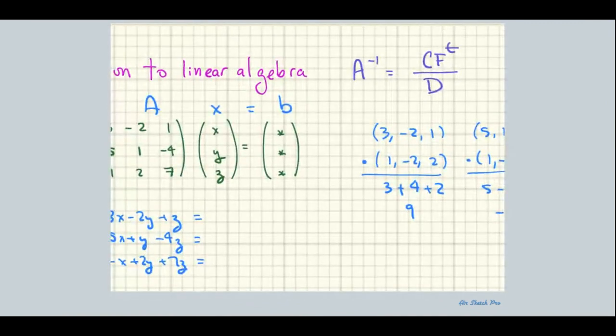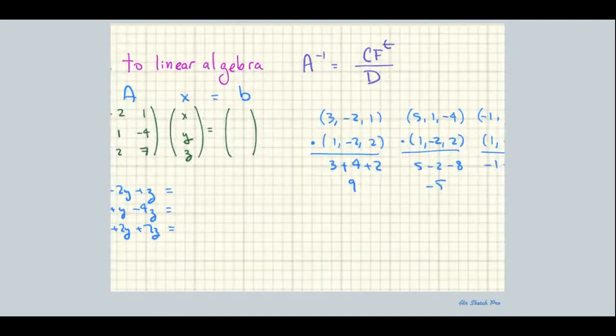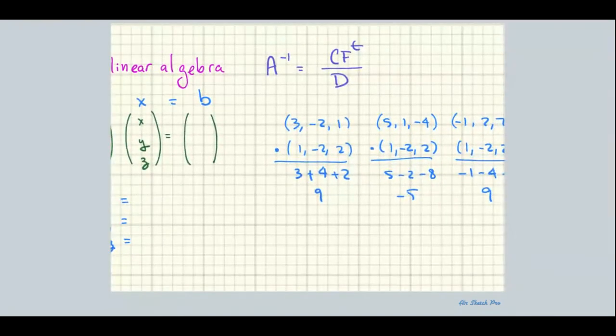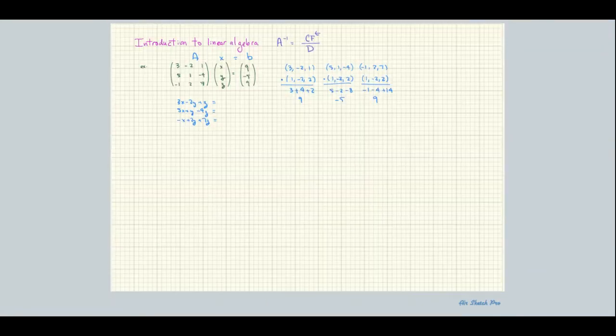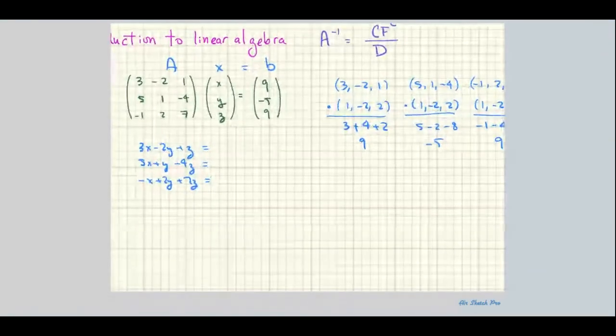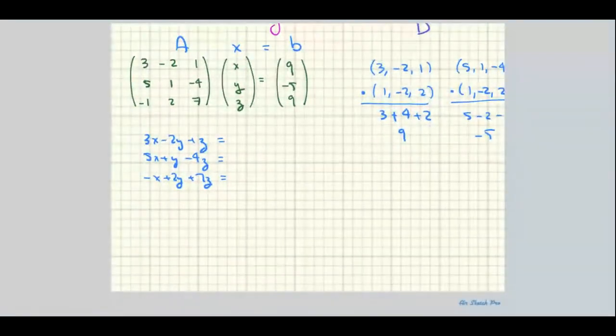Okay, so here's how the cheat went. The professor provides you with an answer, 9, -5, 9, and asks you to solve that thing. Okay? And yeah, that comes back to the system of equations: 9, negative 5, 9.